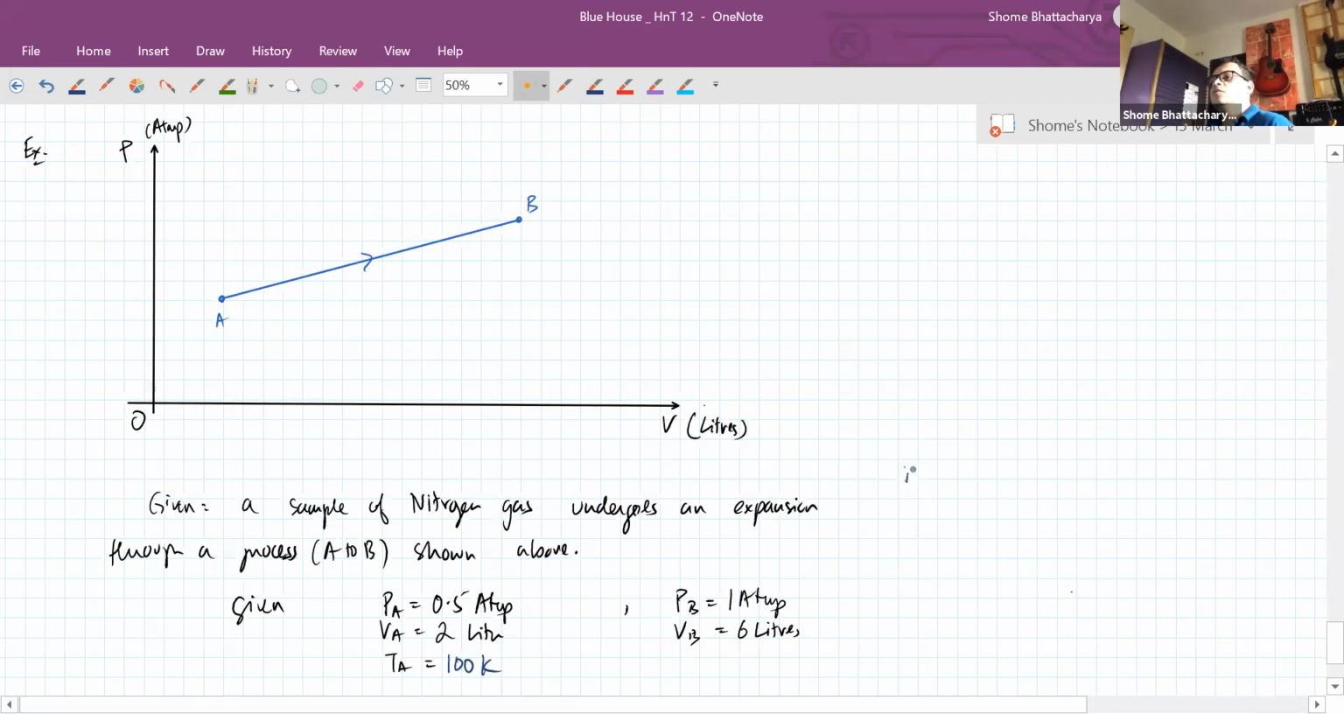So first of all, find the temperature at B. Okay. And secondly, find out Q, delta U, and W for the process A to B. Do this much first, then we'll come to another interesting question based on this, which will be related to graph.